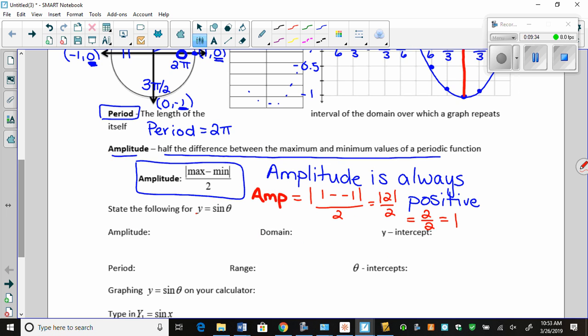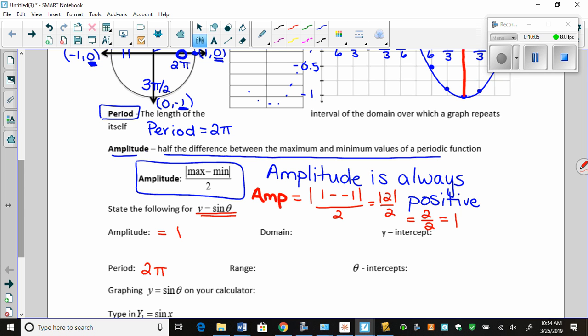So the amplitude of a basic sine graph is 1. We said that. And the period we said was 2 pi. The domain is x ∈ ℝ unless restricted, right? Because this graph will go on forever and ever, right? So when we're finding solutions, that's why we get an infinite number of solutions, because these graphs just keep going. They're periodic functions. They keep repeating and repeating. So unless I restrict the domain on you guys, you would have an infinite number of solutions.